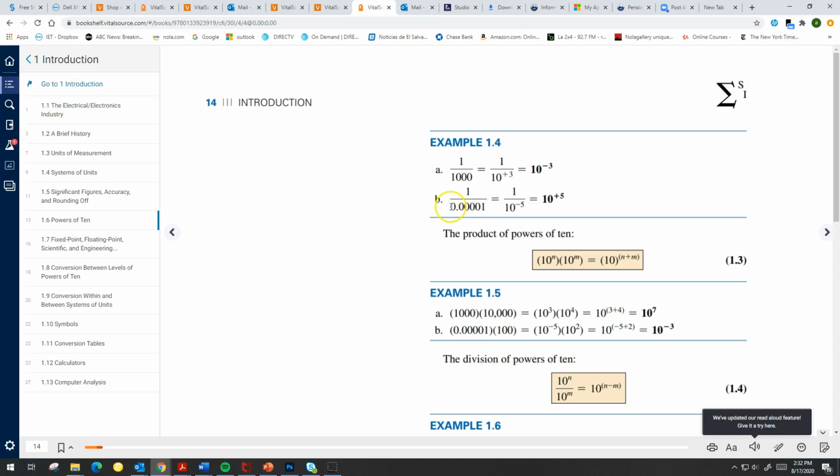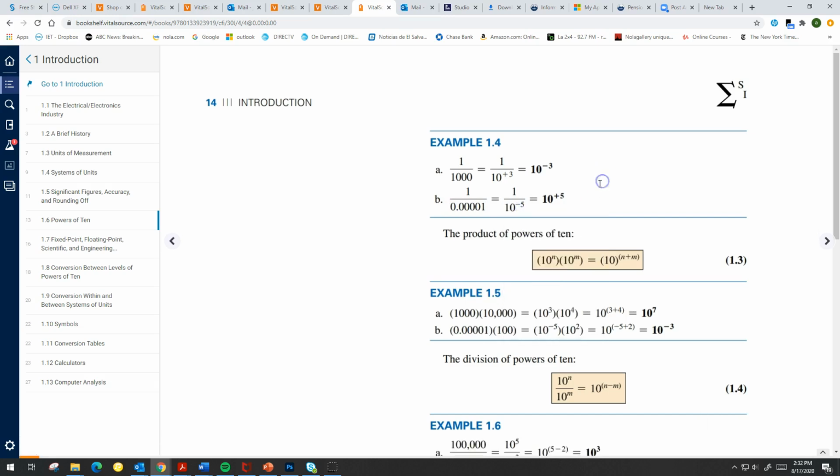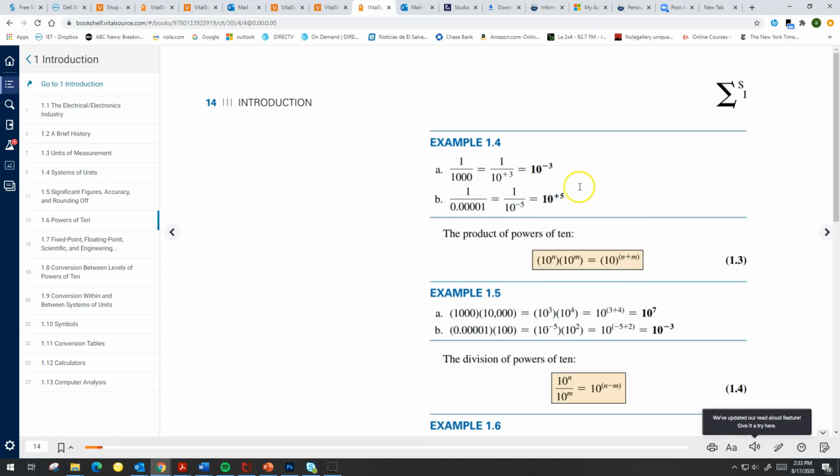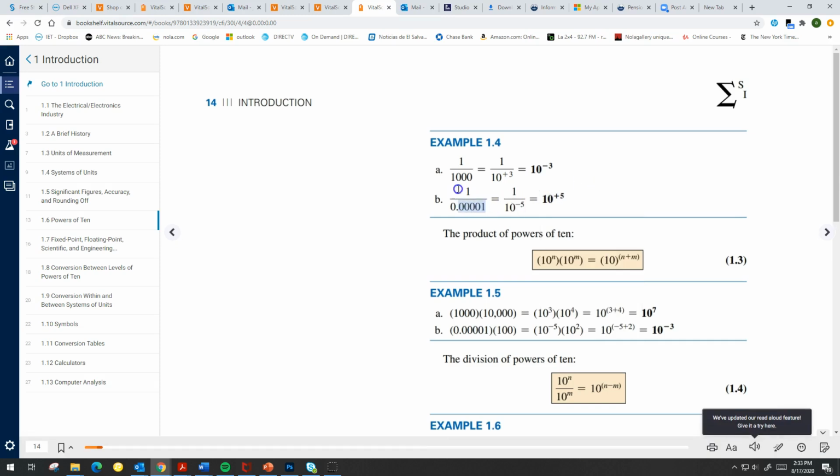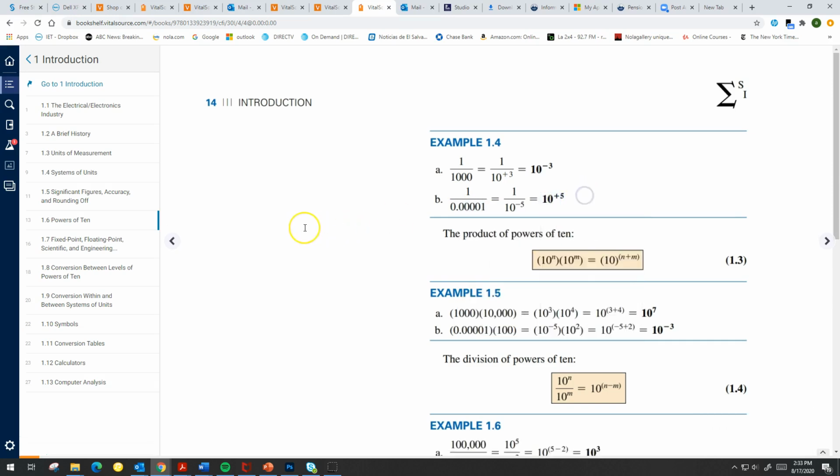Okay? Now, this is important that you can understand how to go from this number to this representation, because it's the same number. But we can go one step further and say 1 over 10 to the minus 5, when I move this 10 to the minus 5 to the numerator, it becomes a positive 10 to the 5th. The idea is that eventually these are the numbers we're going to be using. This is the type of notation we're going to be using, okay? So it's important that you understand that this expression 1 over 10 to the minus 5 is the same as 10 to the 5. Okay? So that's the first one.